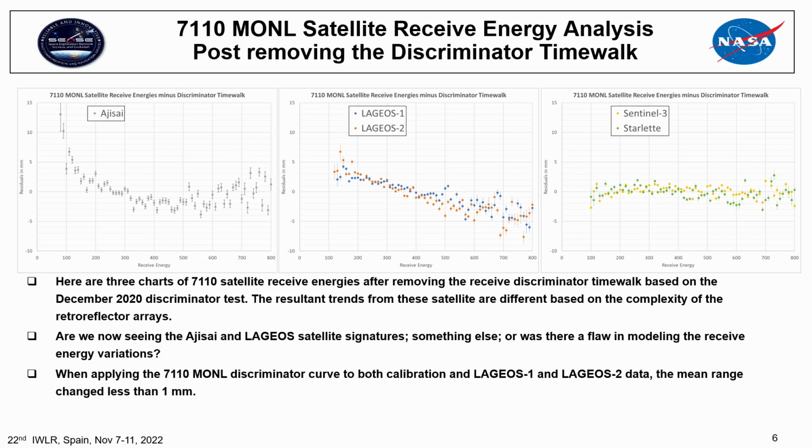On LAGEOS 1 and LAGEOS 2, we see a linear drift of a little bit more than 5 millimeters. And on Sentinel and Starlette, you don't see much variation because those retroreflector arrays are pretty simple. So one question is, are we seeing the Ajisai and LAGEOS satellite signatures? Are we seeing something else? Or did I really mess up when I tried to remove the discriminator curve?